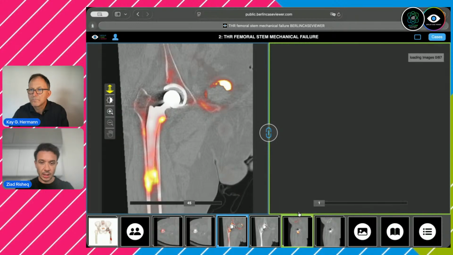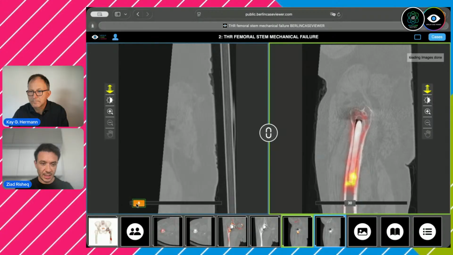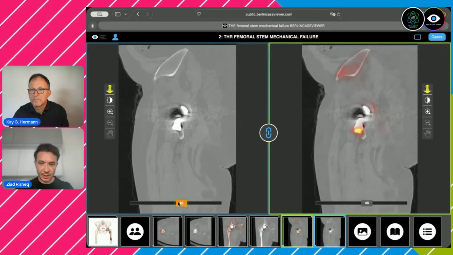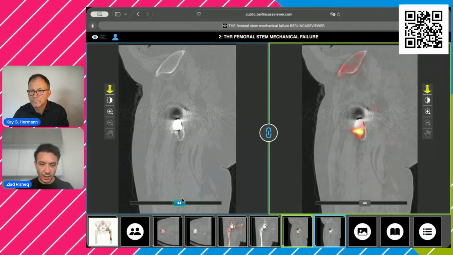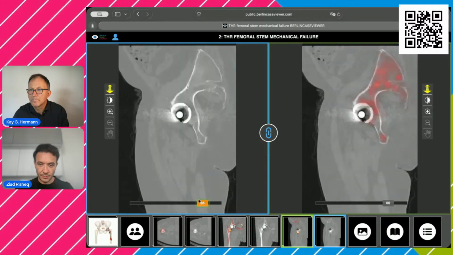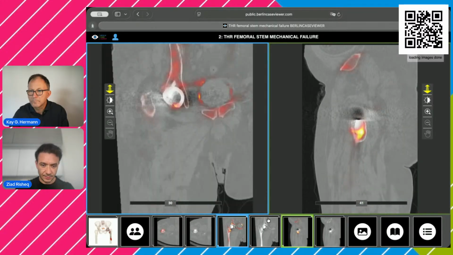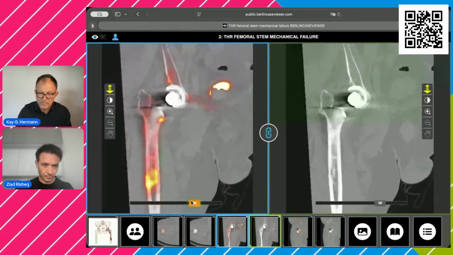Okay, so now let's take a look at the sagittal images. Again, we have the same kind of uptake. We have uptake over here, and we have uptake around the femoral stem. So let's go back to the coronal images.